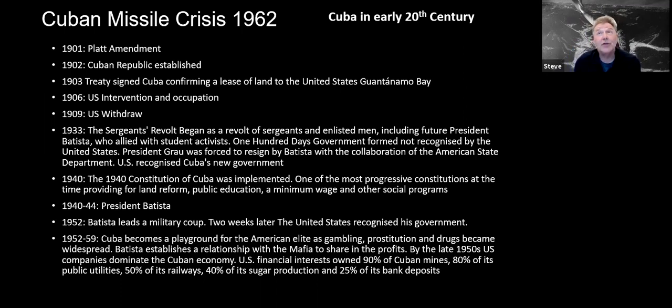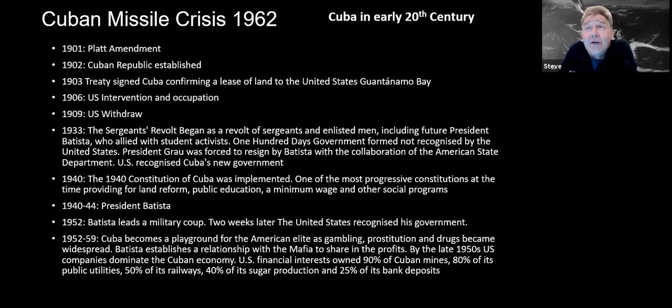In 1952, he decides he wants to become president again, but it looks like he's going to not do well in the election. So he uses his army contacts and leads a military coup before the election is due to take place, and the United States recognizes the government. And then from 52 to 59, Cuba is a playground for the American elite.